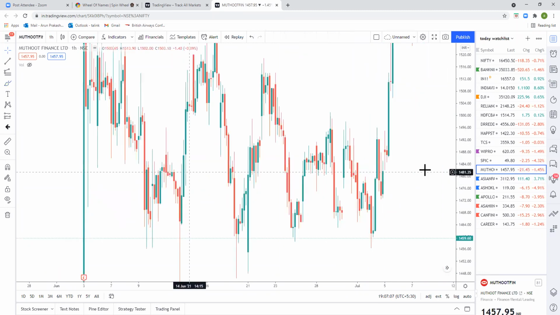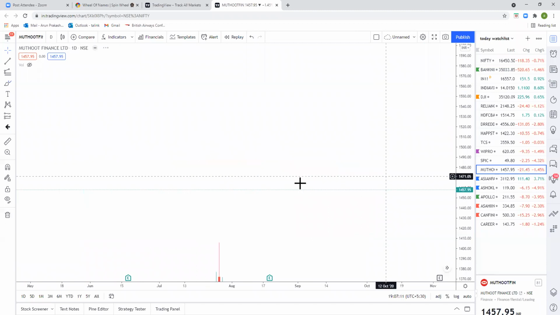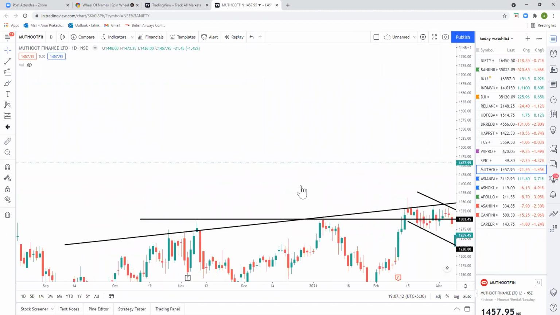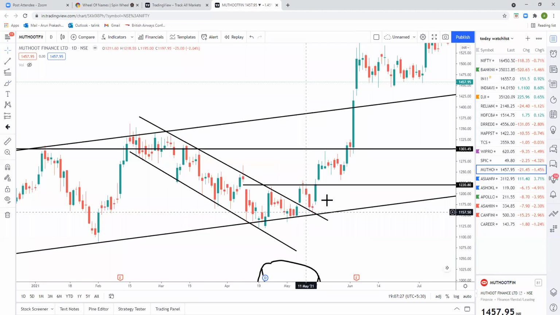Muthoot Finance, see, if you had missed this breakout, then the next entry should be at the trend line retest. Yes, this gave a retest actually. Sorry, bro, Muthoot Finance gave a retest. It came back and then it just went up.